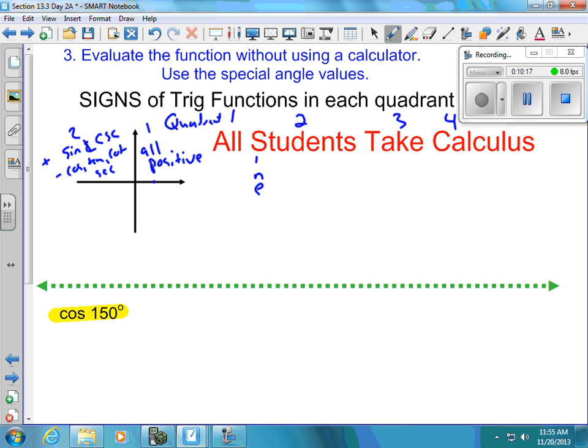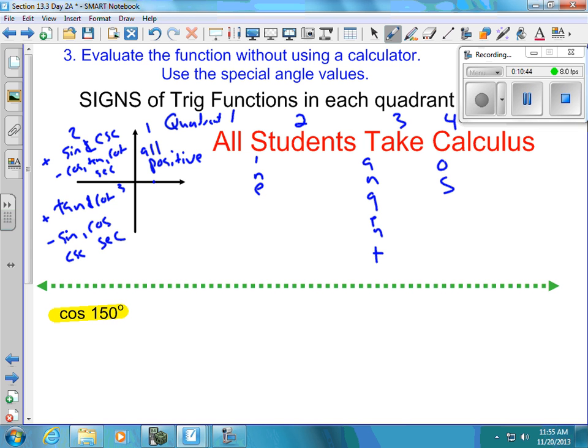Quadrant 3 is take. Tangent starts with T. So in quadrant 3, tangent and cotangent are positive. The negative ones are sine, cosine, and of course cosecant and secant. Those are your negative values.